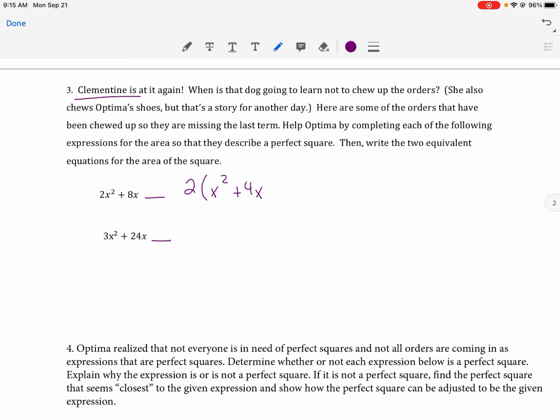Well, to complete that 4x as a square, you would add 4 inside, correct? And then this converts to 2 times x plus 2 squared. Next, I have the 3 out front. I want to factor it out. I get x squared plus 8x. Well, 16 is going to complete that square for me. And then that's going to change into 3 times x plus 4 squared.